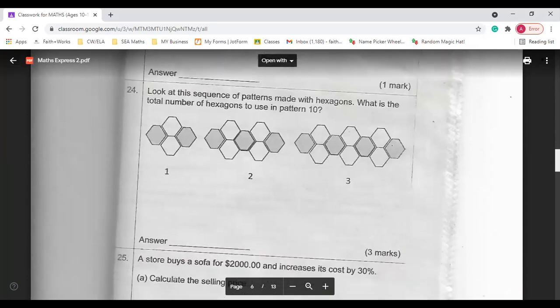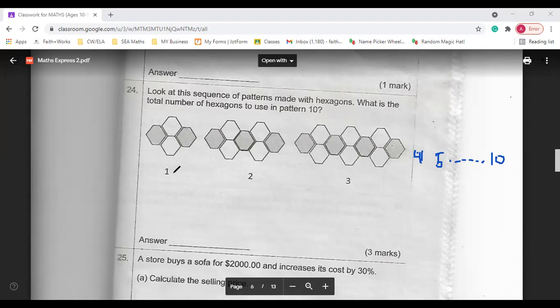Patterns. Okay, so look at the sequence of patterns made with the hexagon. What is the total number of hexagons used in pattern 10? So that means they only give us up to 3. So we have to look at pattern 4, 5, all the way down to 10. Okay, so we could do that. So let's look at how many hexagons we're given here.